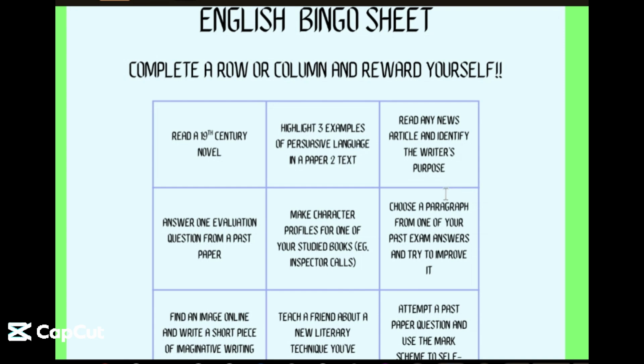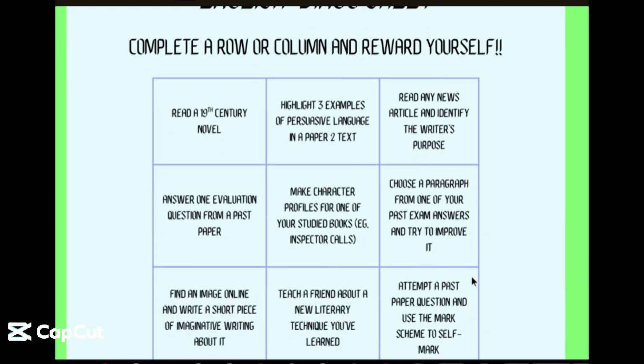Okay, choose a paragraph from one of your past exam answers and try to improve it. So if you've done any past papers, choose 1 paragraph from one of your answers. Could be an analysis, could be an evaluation, could be an imaginative writing. Have a look at the mark scheme, look at some examiner comments, and then try and improve your answer.